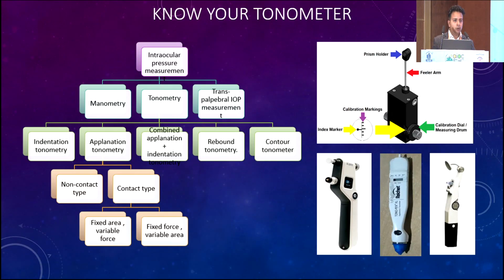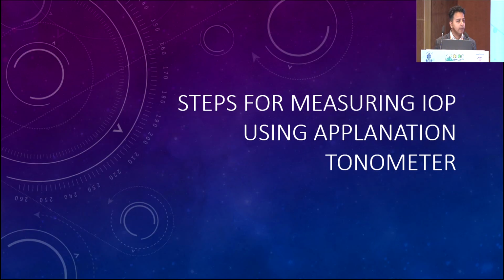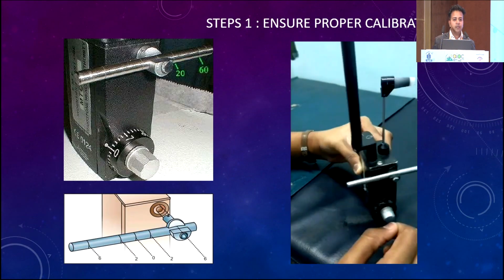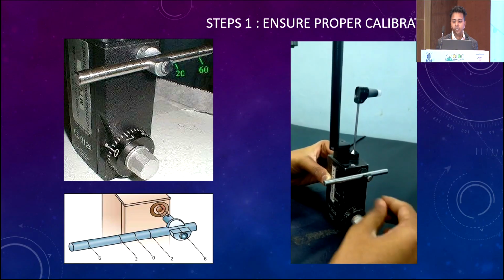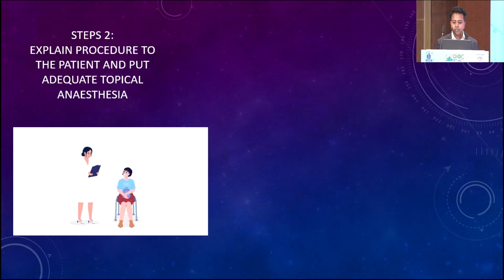As you know, there are many tonometers with different classifications. You should know the tonometers, but we have to go ahead with the applanation tonometer. So here I'll start discussing the steps for measuring using the applanation tonometer. Ensure the weekly calibration has been done. It should be done by you. Make sure you're not asking your technician to do it, because of the high chance of missing the readings.